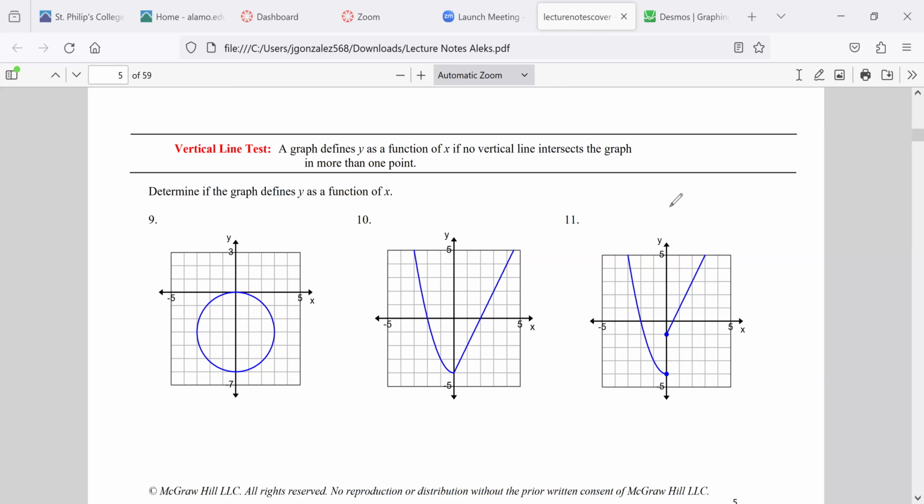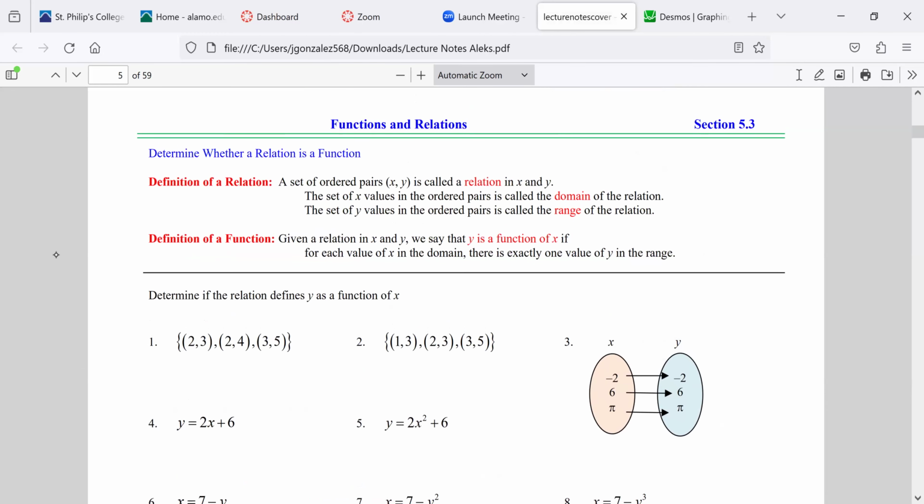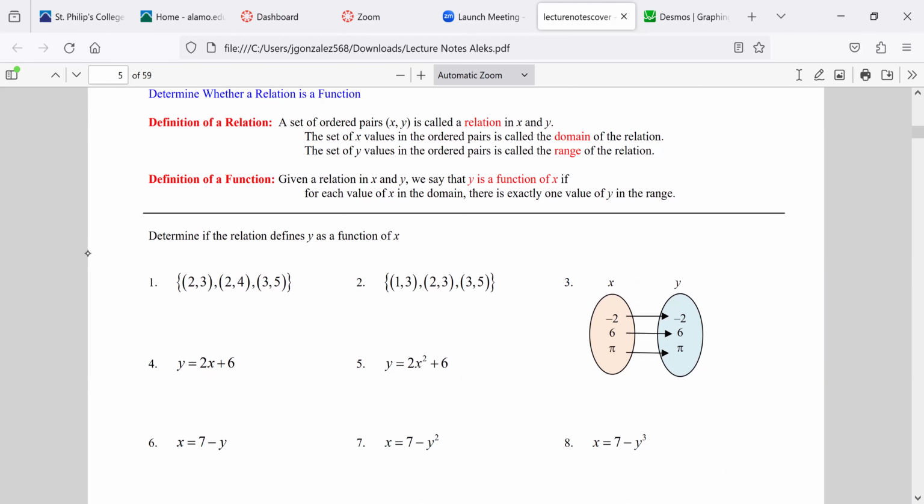But 9 and 11 fail the vertical line test, so they're not functions. 10 is a function, okay? So I would probably put that on your formula sheet, I'll let you use the formula sheet on the test. Put the definition of a function on there. Maybe create a little visual to remind yourself what it means.